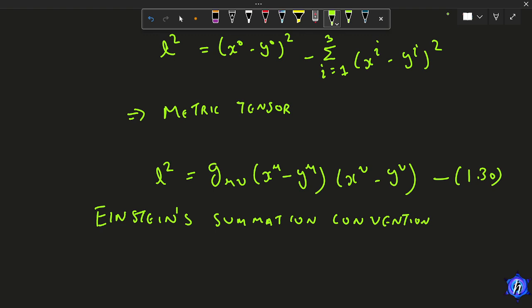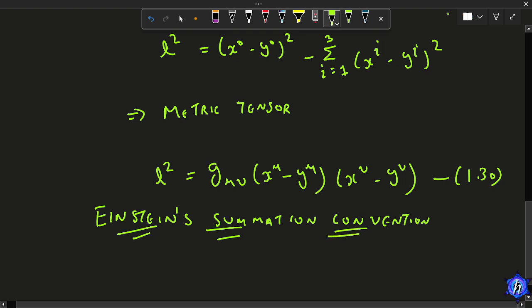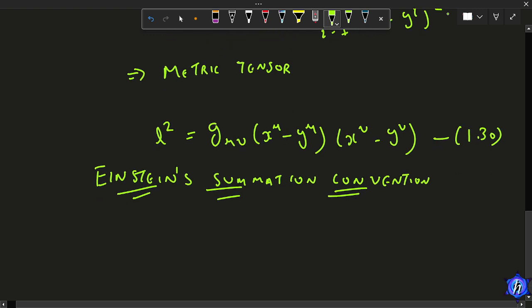When I say repeated indices, it means the mu upstairs and the mu downstairs are contracted. They are repeated indices. They are summed over. The nu and nu are also summed over. This is why we didn't write the summation explicitly, because it's already implied by the Einstein summation convention.